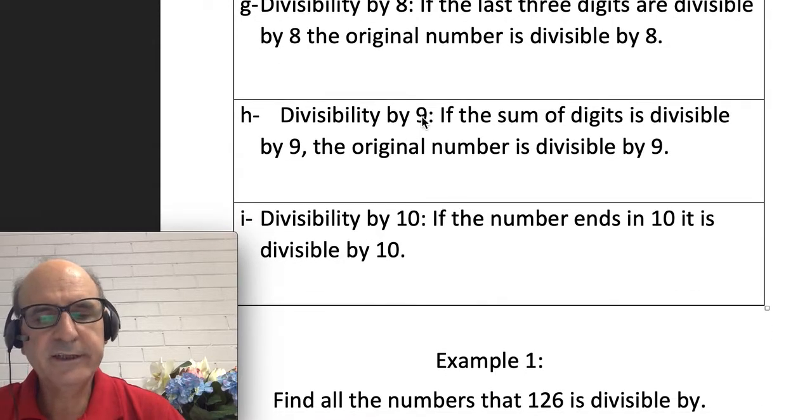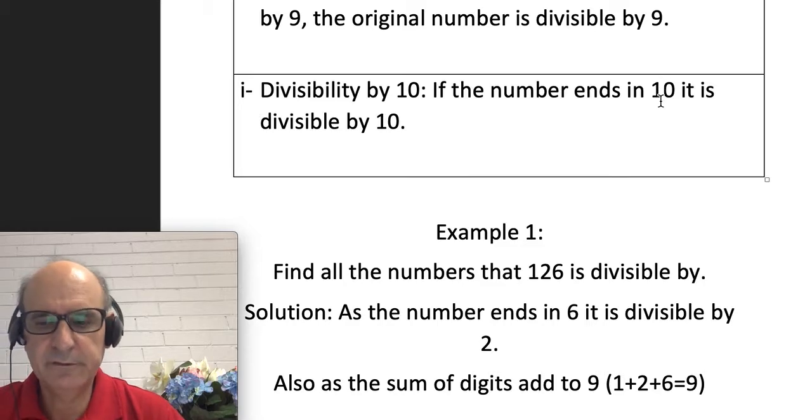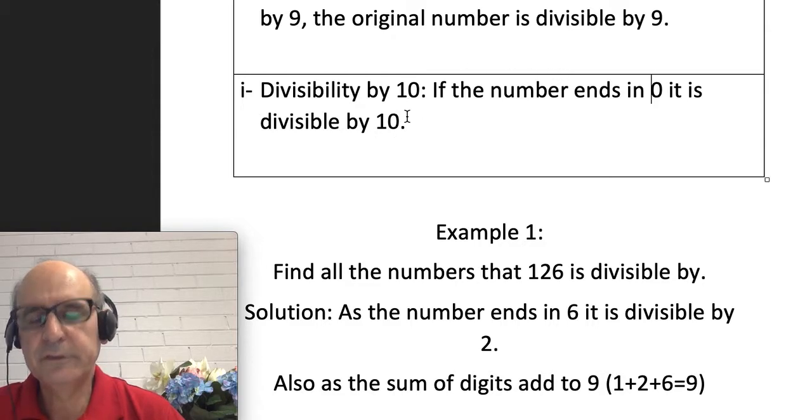For 9, it is exactly the same as for 3. Remember, for 3, we need to add all the digits, and if the new number we get is divisible by 3, then the original number is divisible by 3. Similarly, for 9, add all of the digits. If the new number you get can be divided evenly by 9, then the original number can be evenly divided by 9. To be divisible by 10, the number must end in 0. Your number must end in 0, so it is divisible by 10.